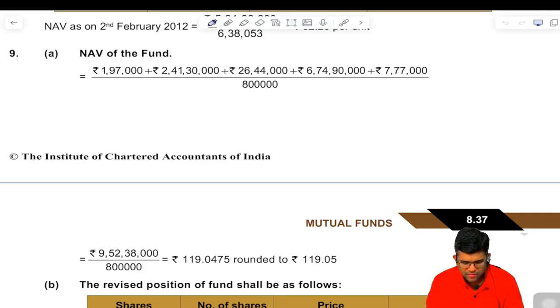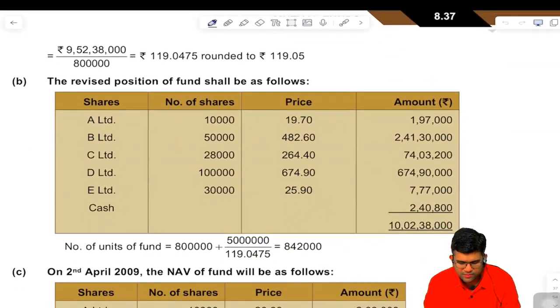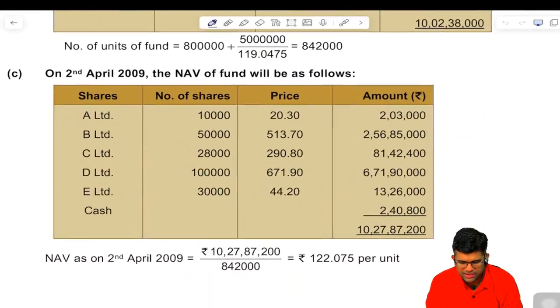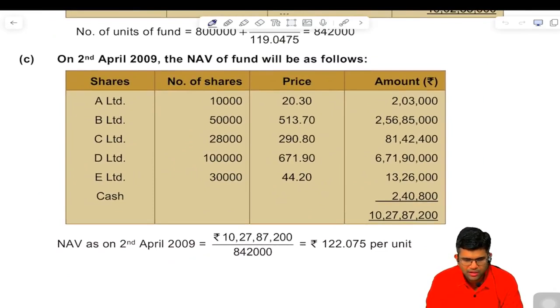Done. Okay. Students, revised position, please check. You had got this number 10 crore 2 lakh 38,000 something like that, and 8 lakh 42,000 units also we have done in a very systematic manner. Don't worry, here you'll get the answer. Done. And then last date, check. Are you getting 10 crore 27 lakh 87,200? All numbers correct? Very simple.